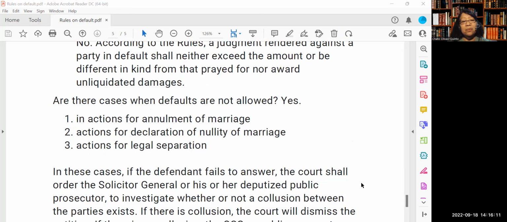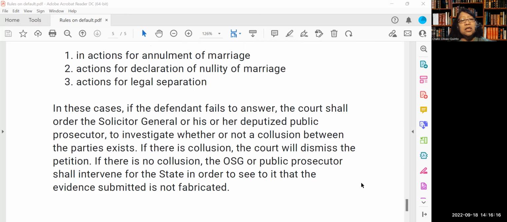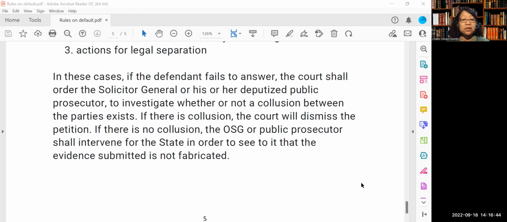In these cases, if the defendant fails to file an answer, the court will order the Solicitor General or the public prosecutor whom he deputized to investigate whether there is a collusion between the parties. If the court finds that there is a collusion, it will dismiss the petition. But if there is no collusion, trial will be held and the OSG or public prosecutor shall intervene for the state in order to see to it that the evidence submitted is not fabricated. So these are the rules that you have to remember concerning defaults.